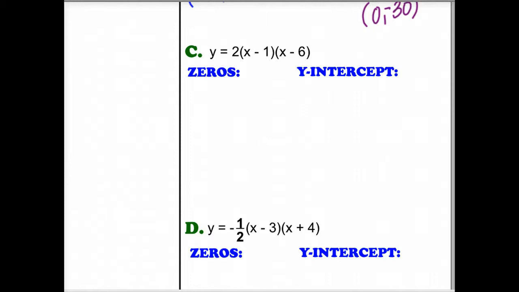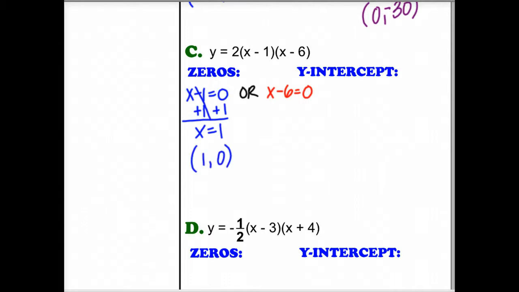Going ahead and looking at this, we have that either, according to our zero product property, x minus 1 equals 0, or we have that x minus 6 equals 0. Solving the first one, we add 1 to both sides, giving me x equals 1, which means that one of my roots is (1, 0). Solving the other one, I add 6 to both sides, and that gives me x is equal to 6, which means my other root, or x-intercept, is (6, 0).